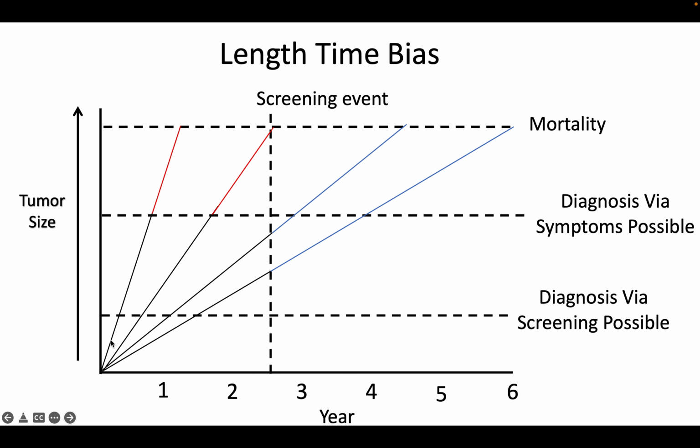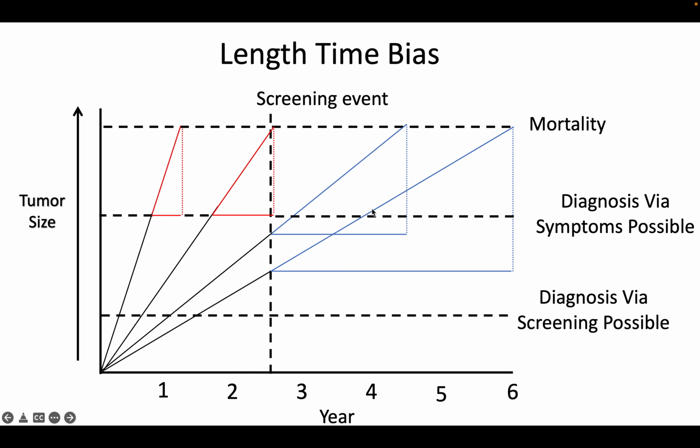These people never had a chance to take part in the screening because their tumor grew fast enough that they found it by their symptoms, leading them to go to the hospital or the doctor before they had a chance to be screened. This person had a little bit more time. This person was screened before their tumor got large enough for them to have symptoms. And this other person spent a long time as a case because they had a very slow growing tumor, and they encountered this screening event long before their tumor got big enough to be diagnosed by symptoms.